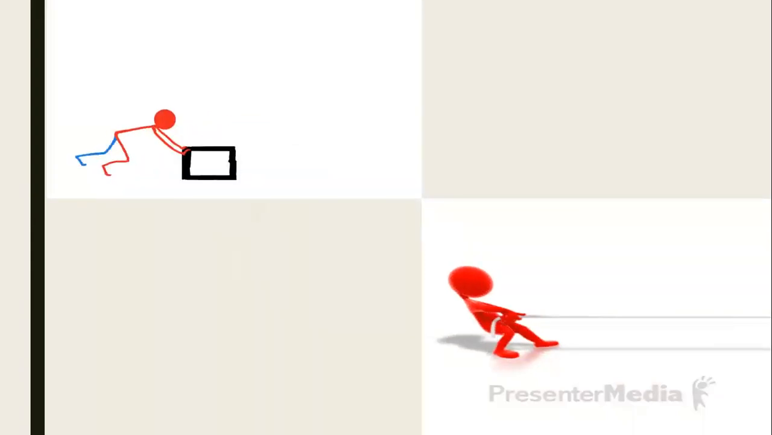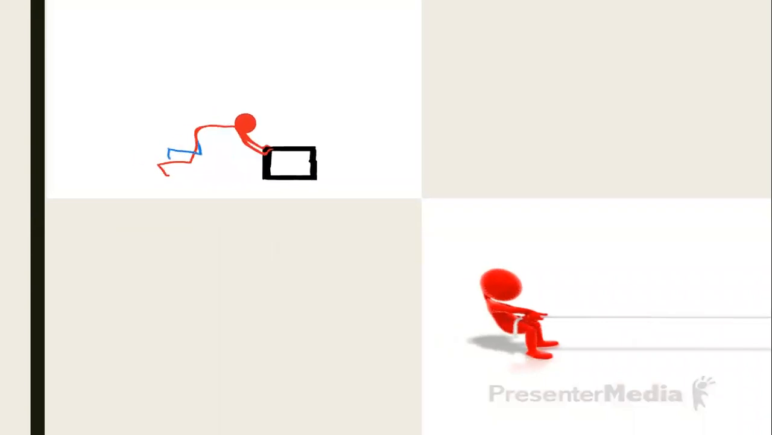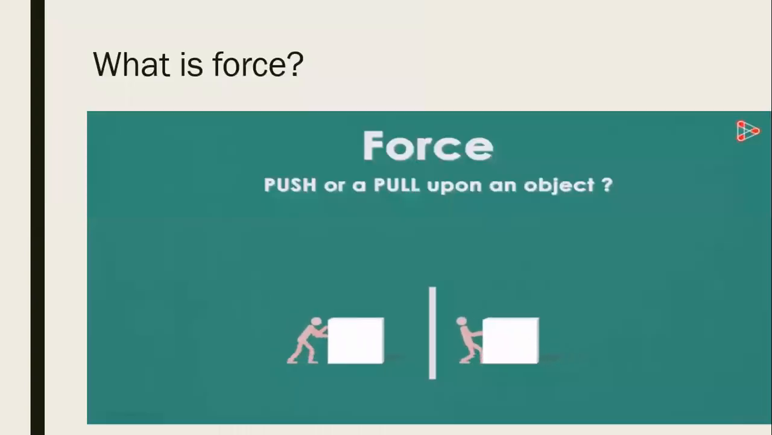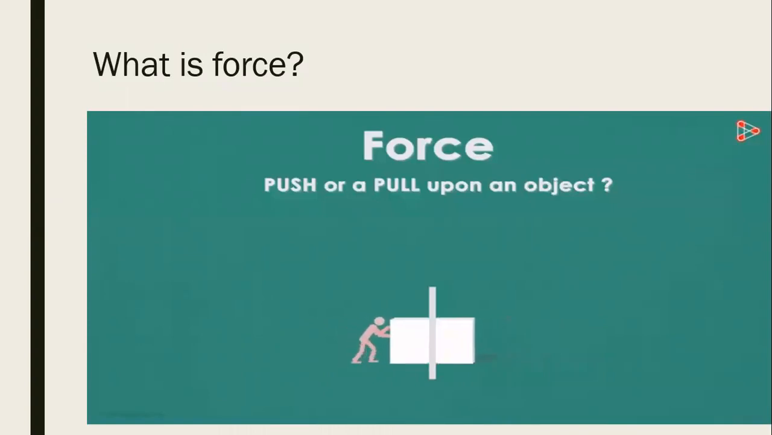Here, you can see a man pushing an object. Here, a man is pulling an object, but he is not able to pull the object because he is using lesser force. What is force? Force is defined as the push or pull that makes an object move.